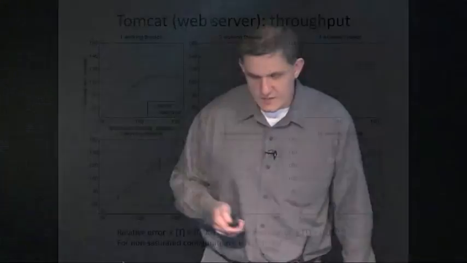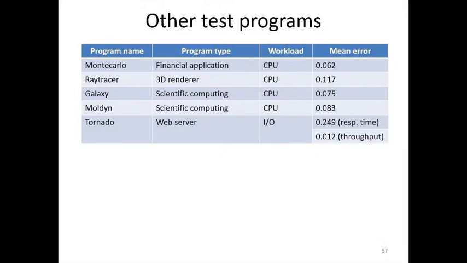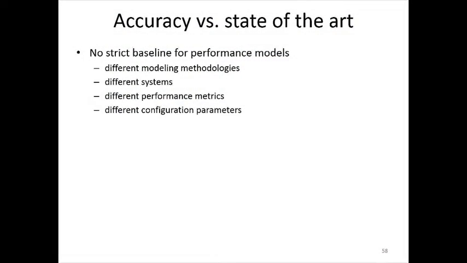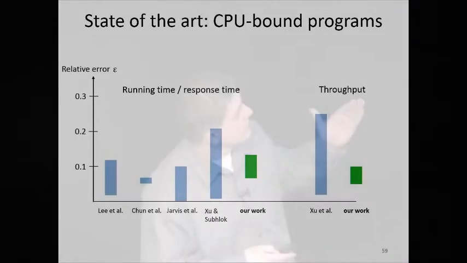So this is the throughput for the web server, where again we are good at predicting the saturation point, which, as you see, is quite different across the number of working threads. And apart from this, we tried our approach with different programs, and we also got decent results, but I can't show it here because of lack of time. With regard to comparison to other systems, it's really hard to compare because there are so many different programs, different types of programs and different types of models. But still, we are somewhere in the middle, so we still correspond to the state of the art.